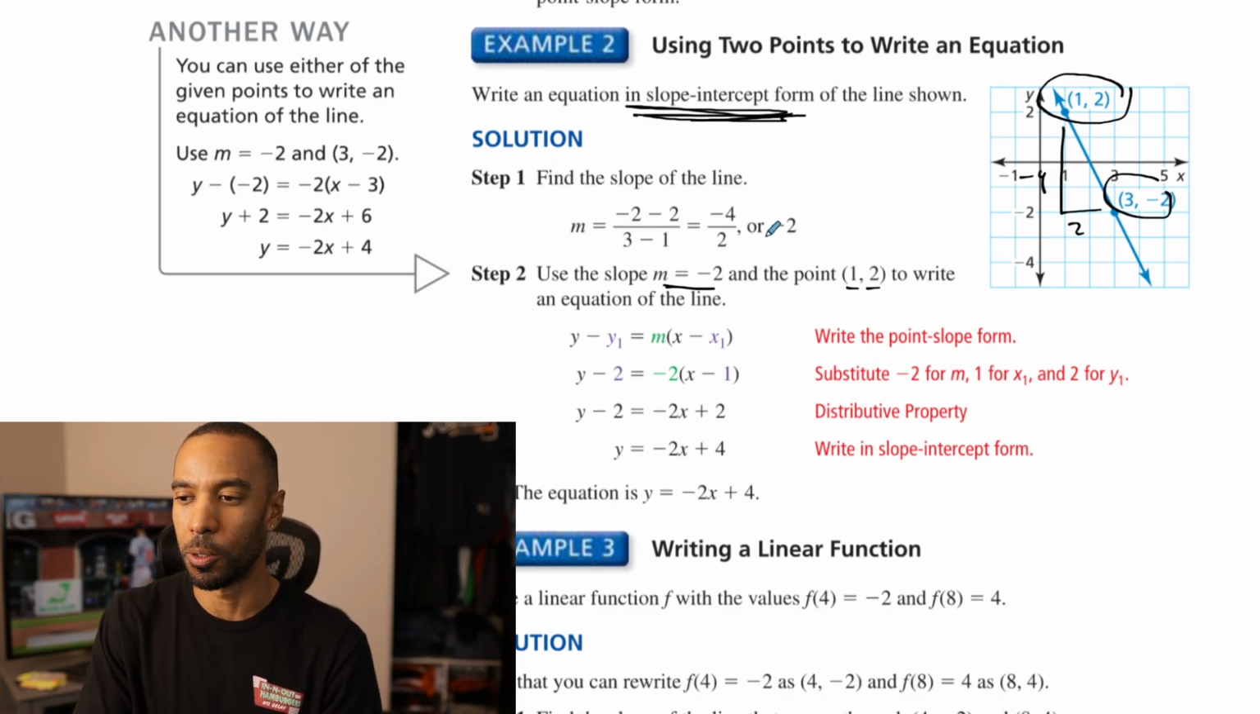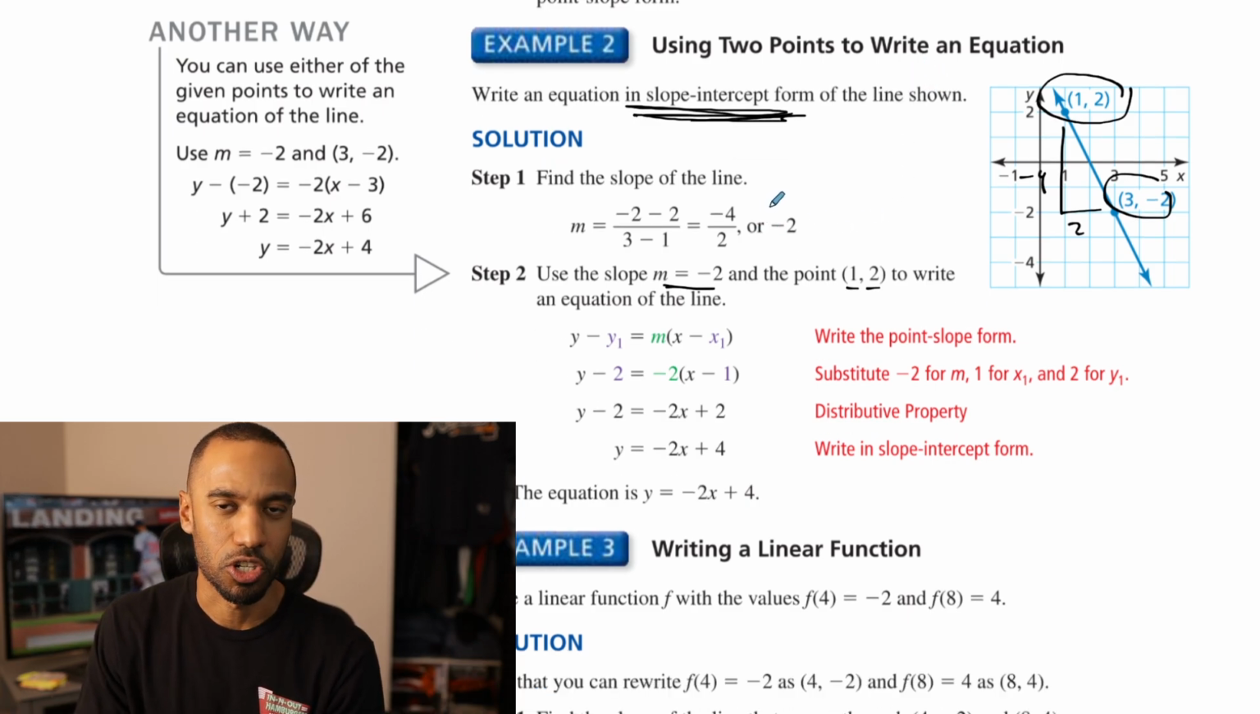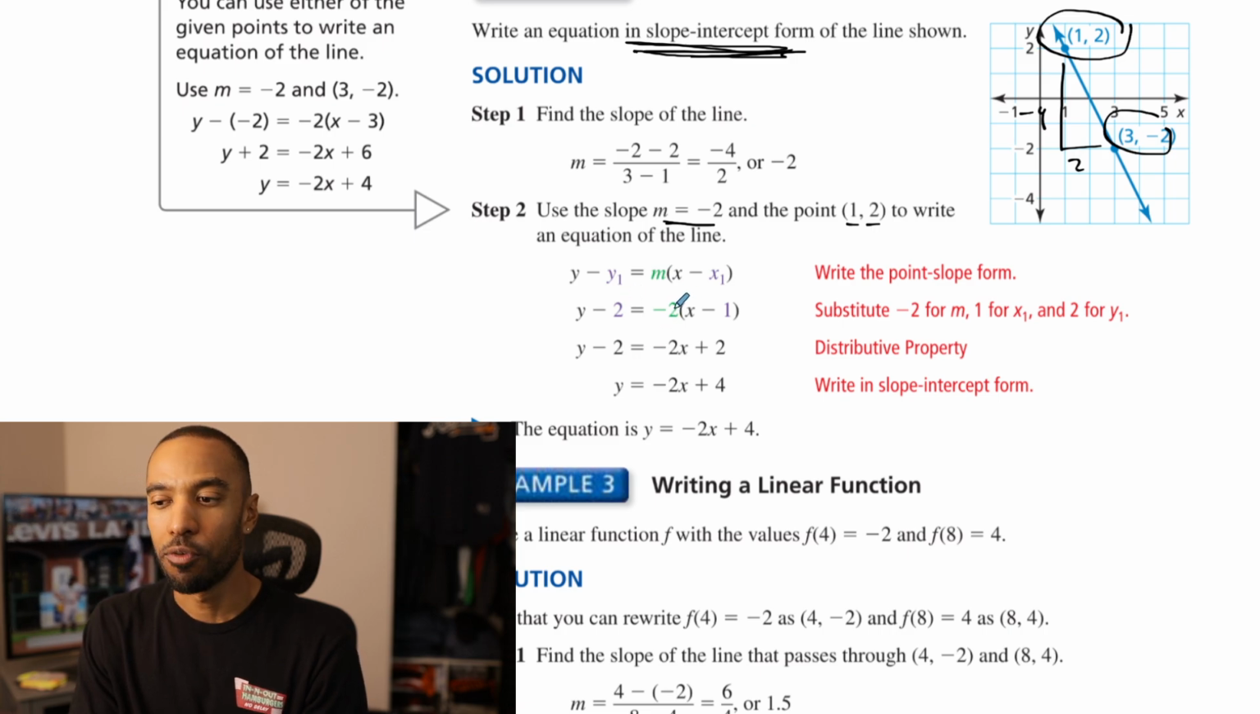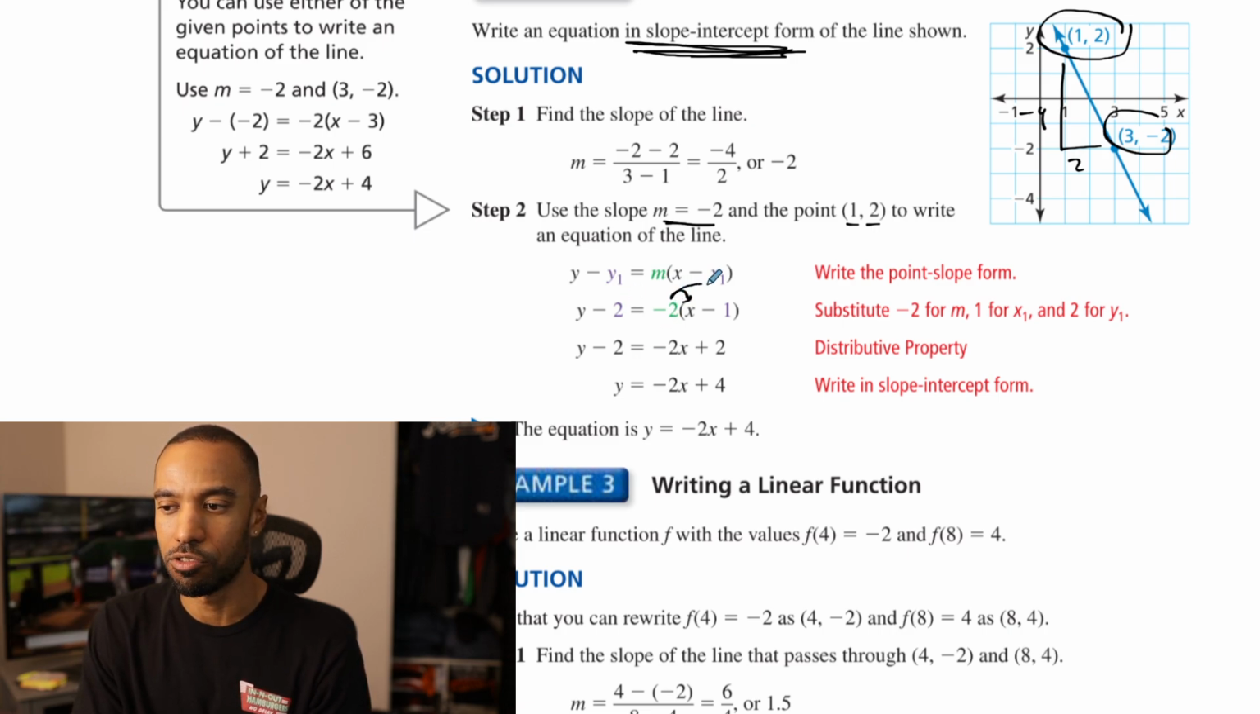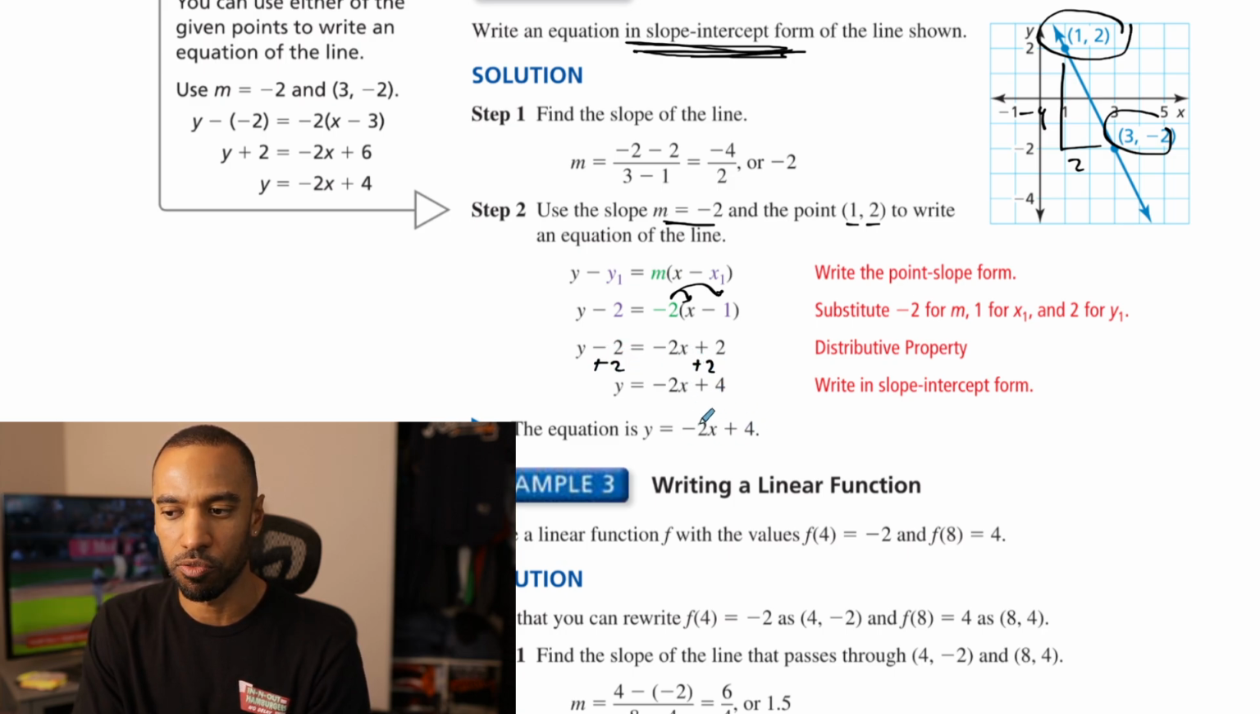So if we start here, we can then distribute the negative 2 into these two terms. And then we can add this 2 to both sides here. And of course, you combine it with there, you get y equals negative 2x plus 4. So we get there.